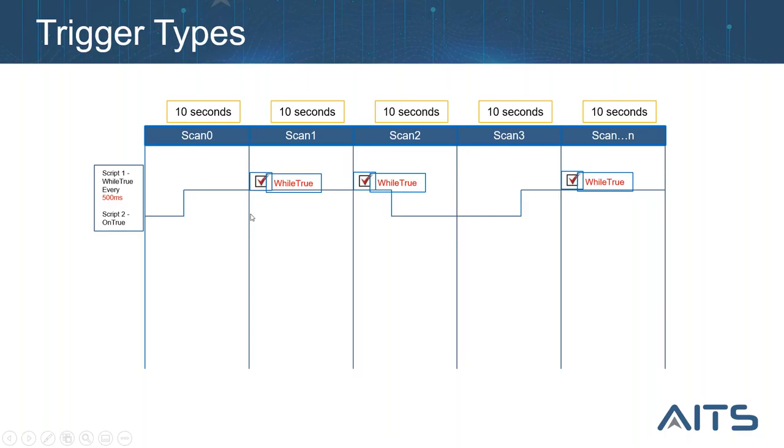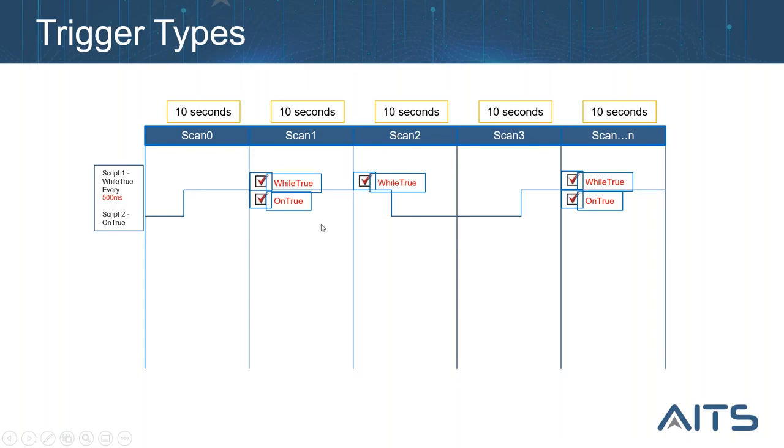However, on true, I will have it only here. It's still true, so it was true and it's still true, so the on true script will not execute. However, now it's false here on scan number 3. Then it becomes true on scan number 4. This is the normal scenario when on true and while true will execute. Remember, the while true execution period is 500 milliseconds, so I don't have any issue.